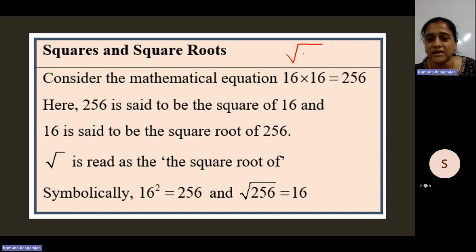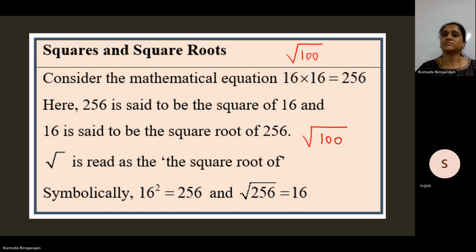So if you write, say, 100 here, the symbol itself is read as the square root of 100. When you see the symbol, how will you read it? The square root of, and there's a number here, 49. The square root of 49.